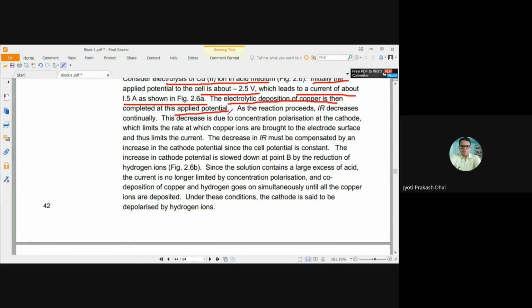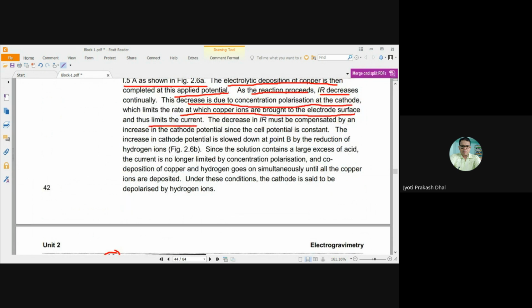That means the applied potential will remain constant. Now as the reaction proceeds, that means as the deposition of copper proceeds, the IR value decreases continuously, and this decrease is due to the concentration polarization at the cathode, which limits the rate at which the copper ions are brought to the electrode surface and thus limits the current. So the decrease in the IR value must be compensated by an increase in cathode potential.